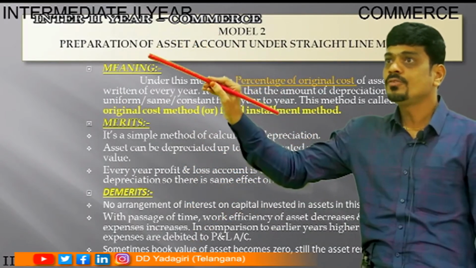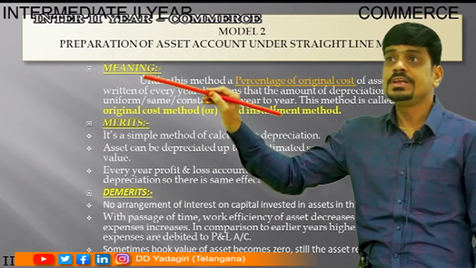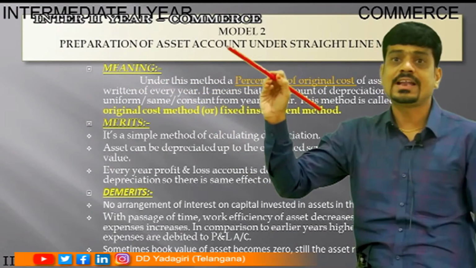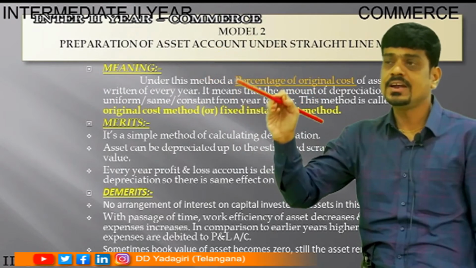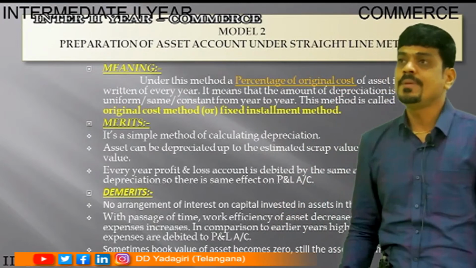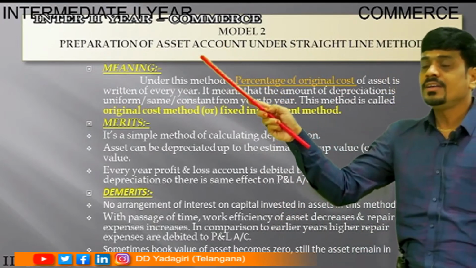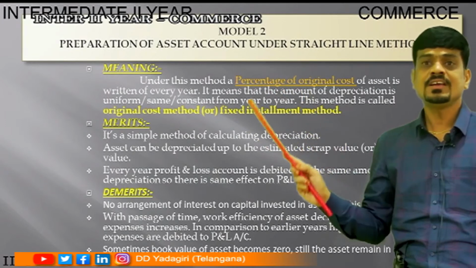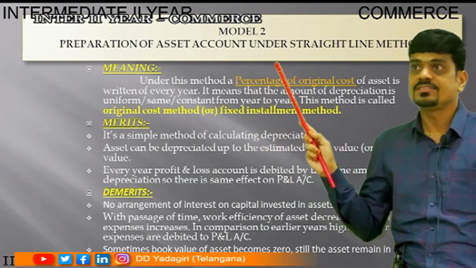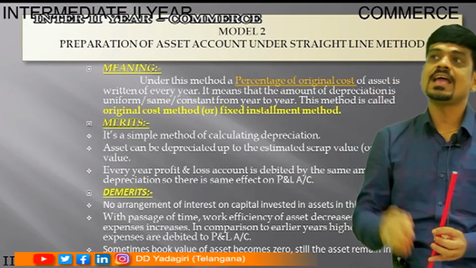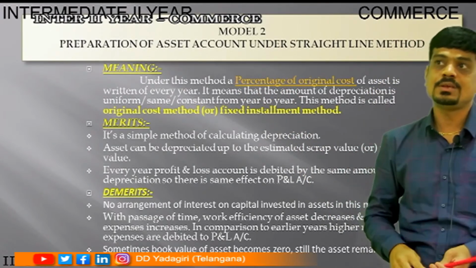Meaning of straight line method. 2 marks question again. They may ask you straight line method, original cost method or fixed installment method. The meaning will remain same. In this method, a percentage of original cost of asset is written down. See the highlights, how I have highlighted. If you present the answer, that should be the eye-catching point for your examiner.